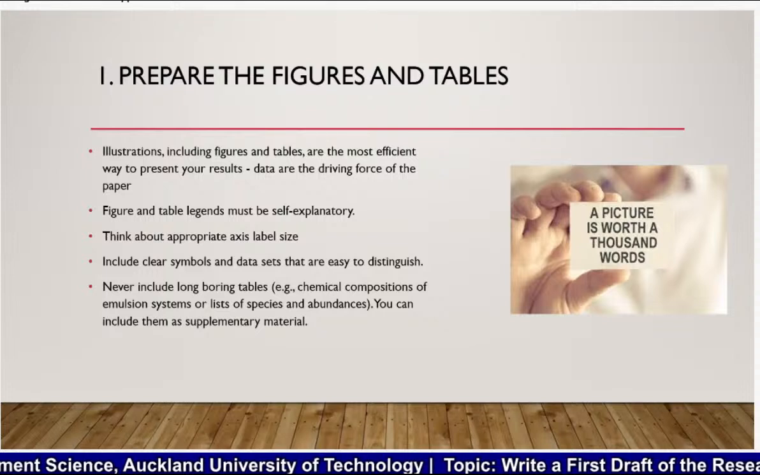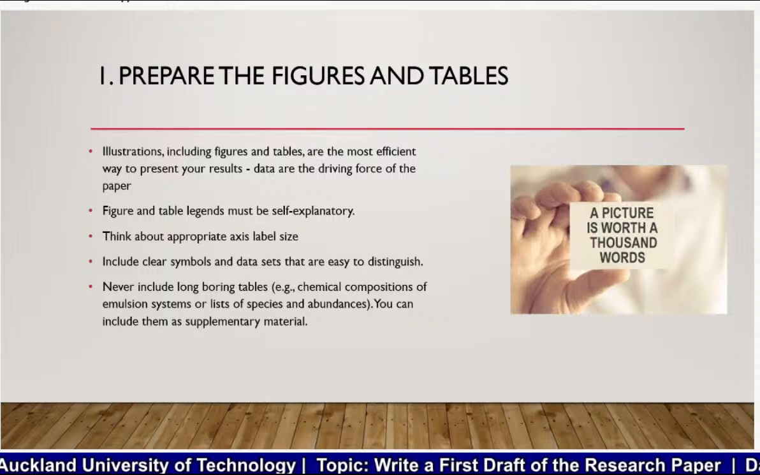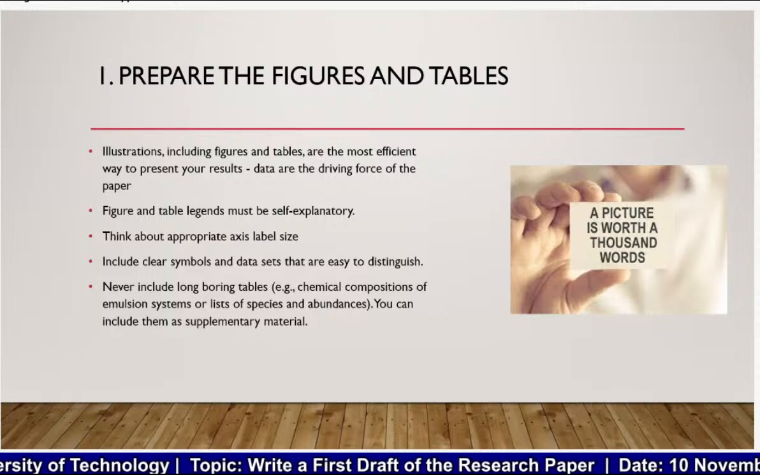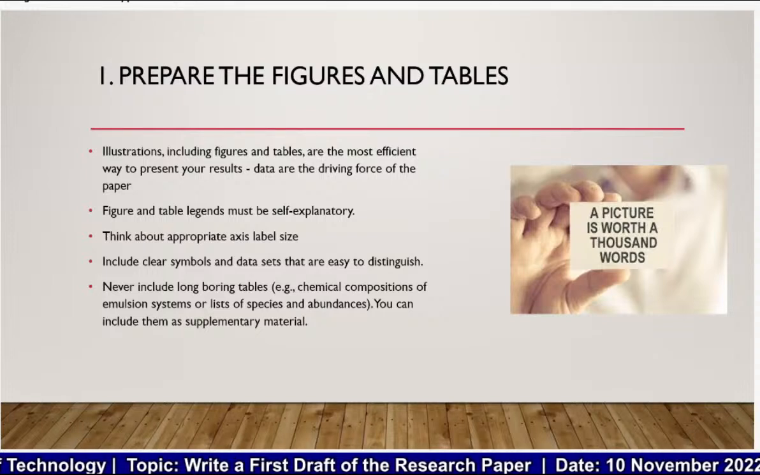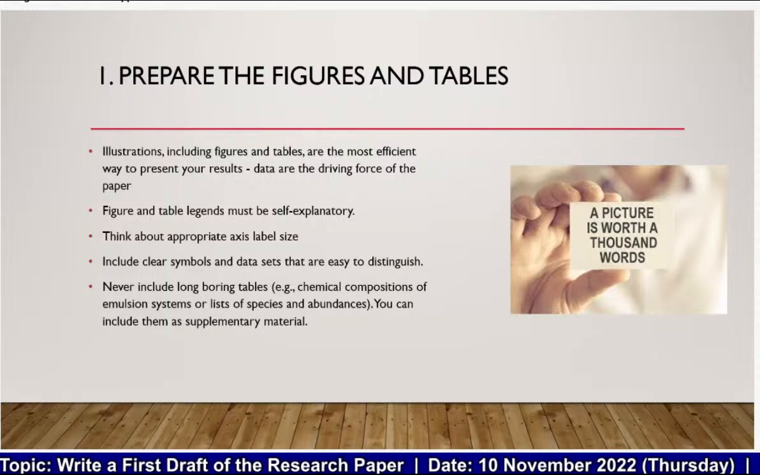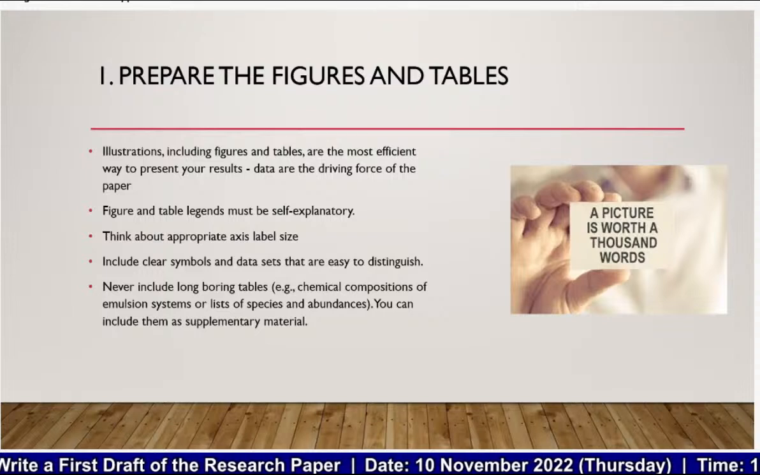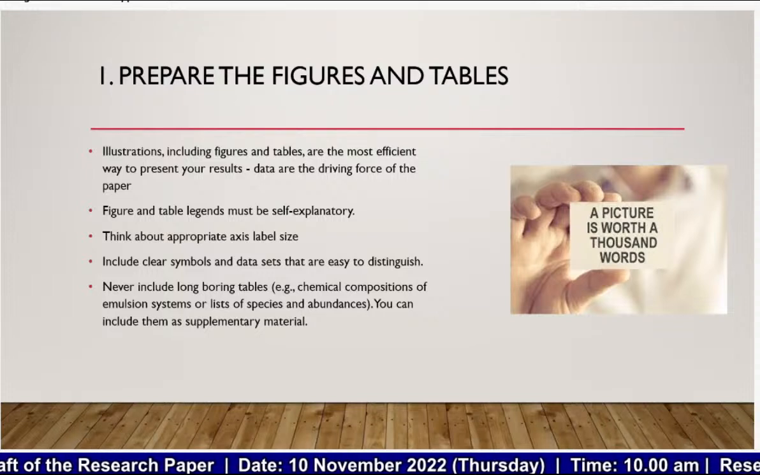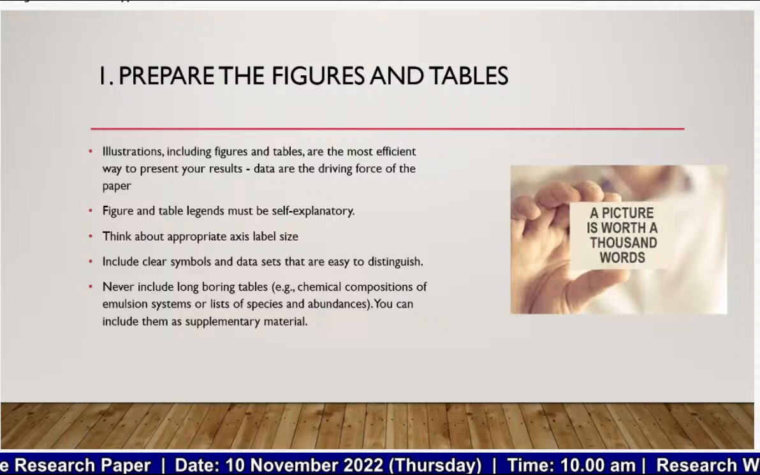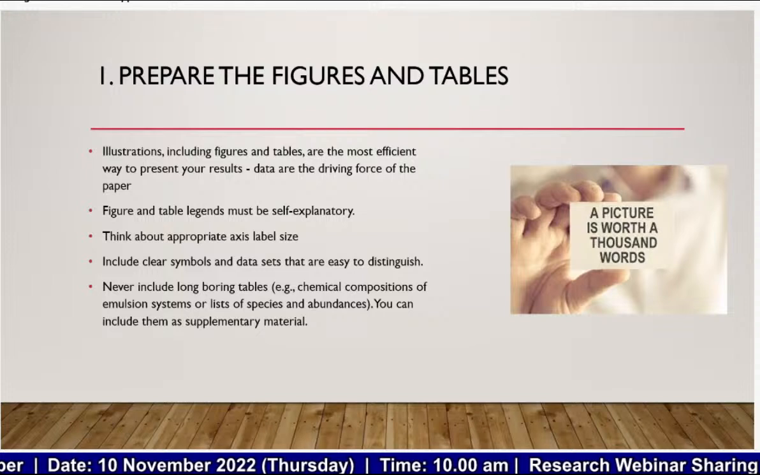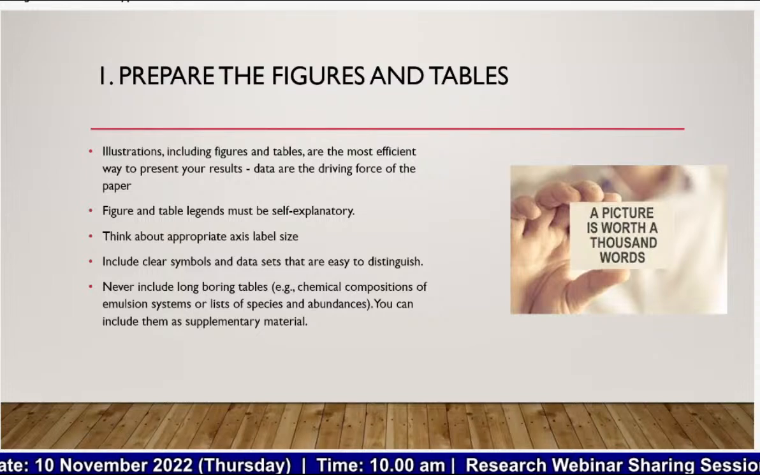Look at the figures and tables in terms of legends, making sure they are understandable. You don't need to go back to the text to look at it. You look at the axis, the symbols are clear, because reviewers often come back and say, oh, the quality of your figures and tables is not good. So you've got to make sure that it's really clear. And don't include long, boring tables. You can include them as supplementary materials instead.